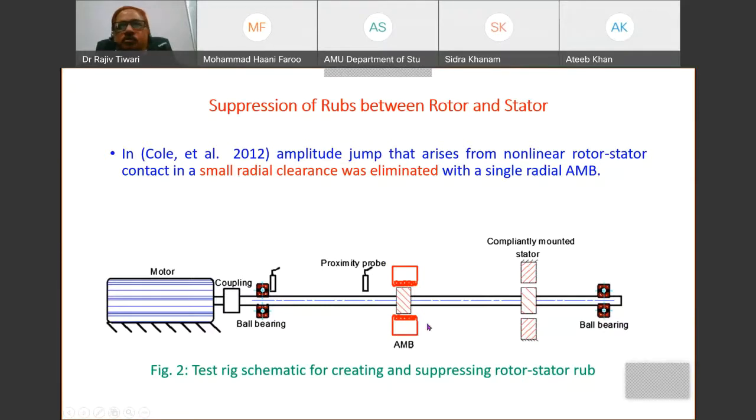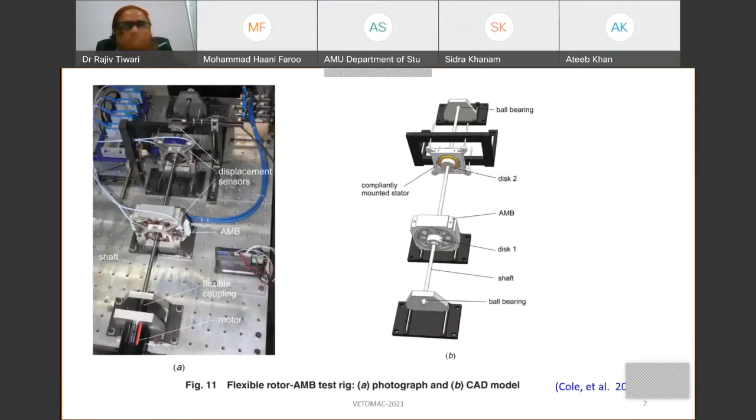So this is another application in which, so this is the test rig they used, in which this is the magnetic bearing and supported on conventional bearings. And here the rotor was having a small clearance with the stator. So if AMB is not operating, then the possibility of the rotor contacting with the stator was there. But with the application of AMB, they could able to run the rotor without touching the stator. So this is one of the another application.